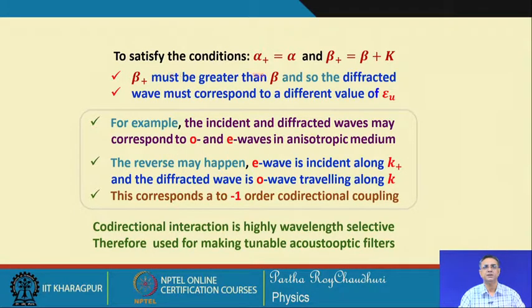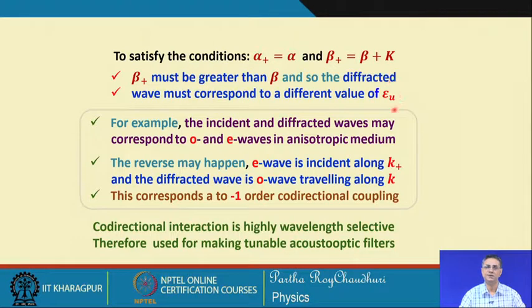So, to satisfy the condition, alpha plus equal to alpha and beta plus must be greater than beta. So, the diffracted wave must correspond to a wave of a different value of the permittivity of the medium. For example, the incident wave and the diffracted wave may correspond to O ray and E ray. So, because of this we will see that it can modulate the polarization.